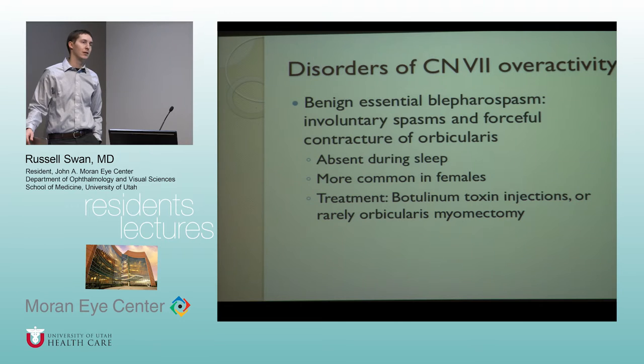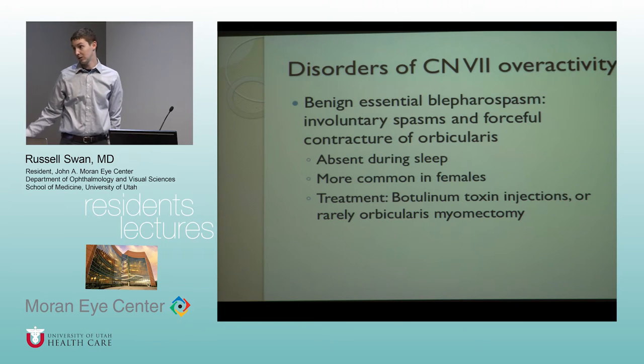Interestingly, I've certainly seen these patients in neuro-ophthalmology, and they can be, in essence, functionally blind from this if they cannot keep their eyes open enough to see. Even though they may be able to read 20/20 on the chart if you get them to relax, if they're in spasm all the time, they really can't visually function very well. It's typically absent during sleep, more common in females, and the most common treatment at this point is Botox.